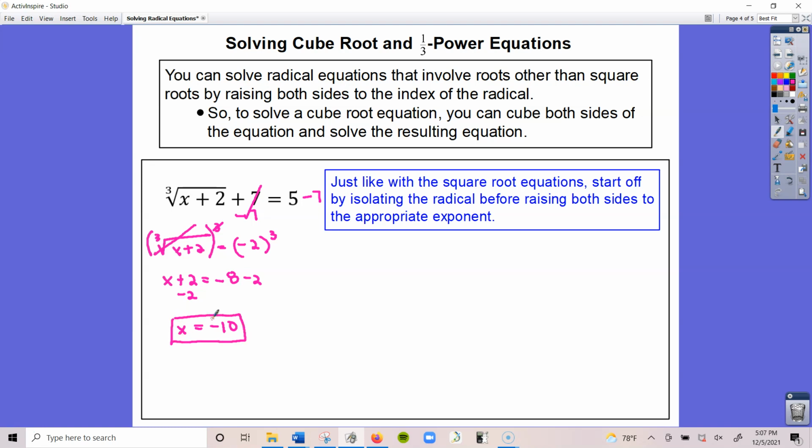Now I don't have to check here for extraneous solutions. I only check for extraneous solutions with even roots, like the square root or fourth root, etc. But odd roots, whenever you take a cube root or fifth root or seventh root of a number, it's always one number, not two, like when you square root. So you don't have that issue of having extraneous solutions. So bottom line, if you have an even root that you're solving for, you check for extraneous solutions. But when you have an odd root equation, you don't have to check for extraneous solutions.